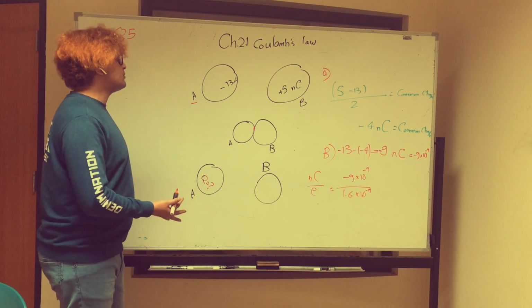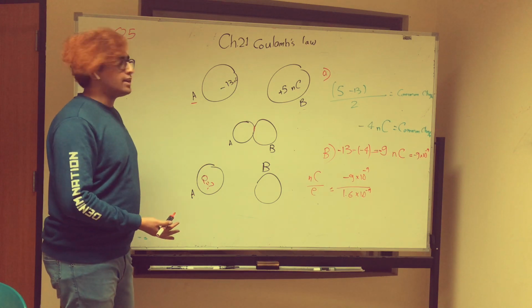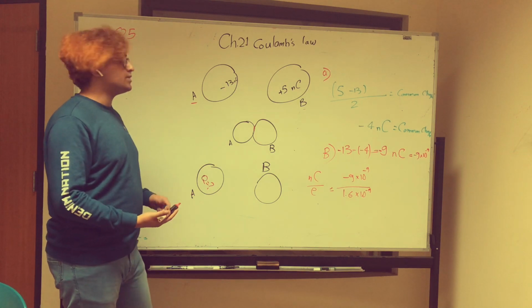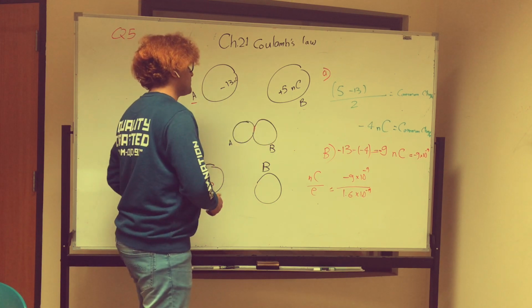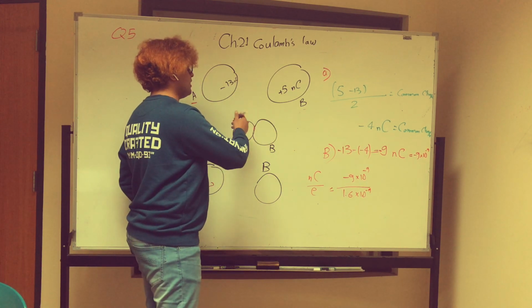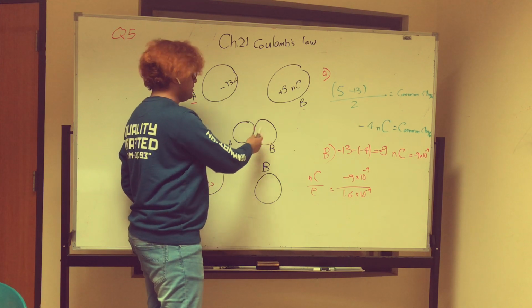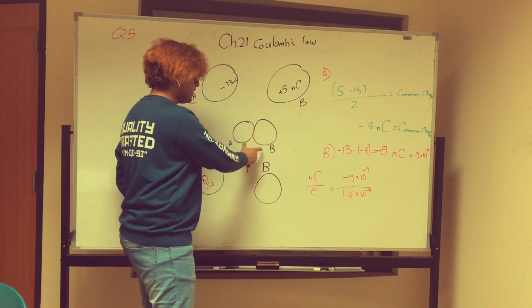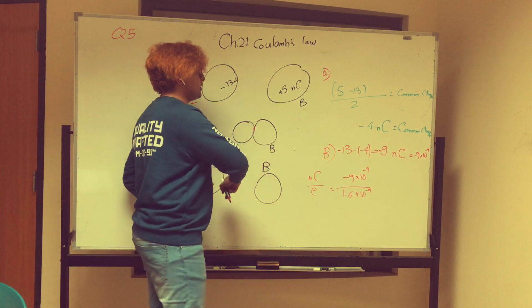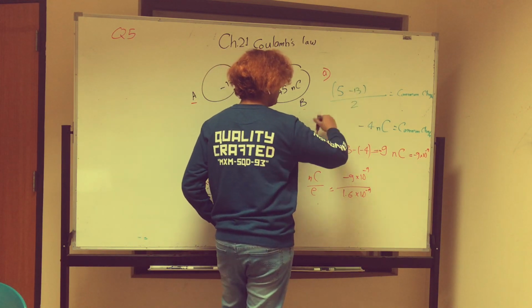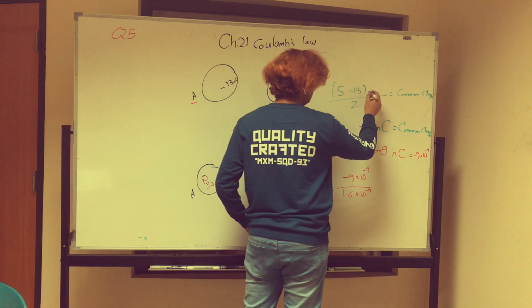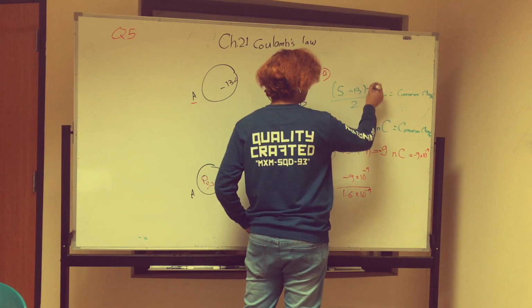This is pretty straightforward. Since the two balls have the same size, we first calculate the net charge after we let them touch each other. The net charge right here is going to be 5 minus 13, which is going to be negative 8. So this here is negative 8.